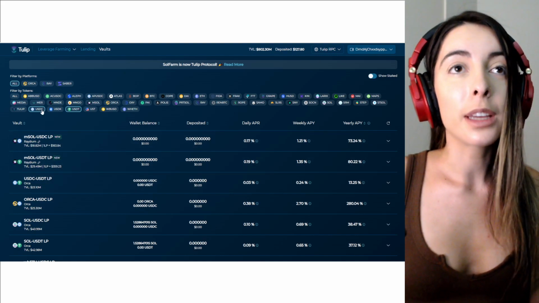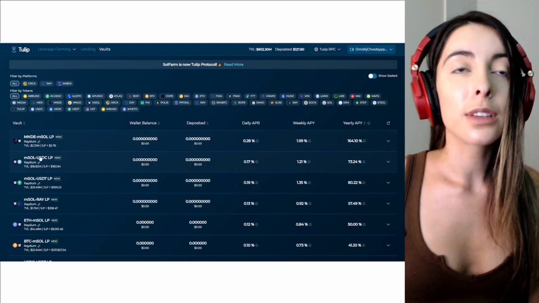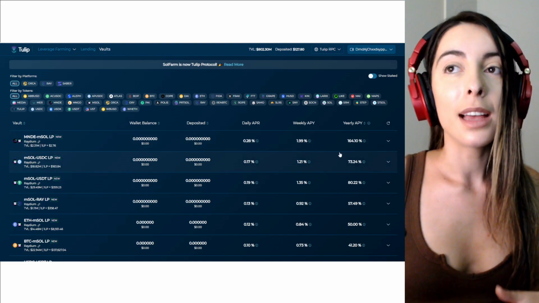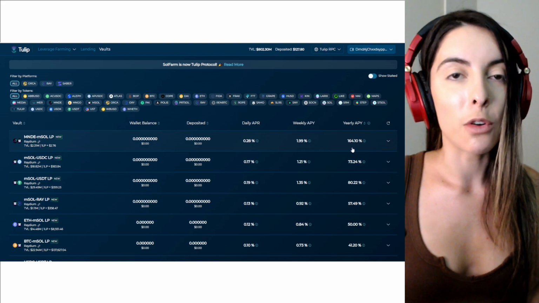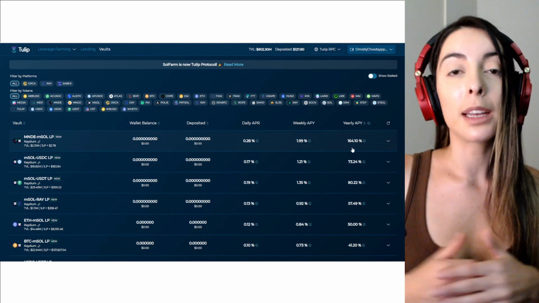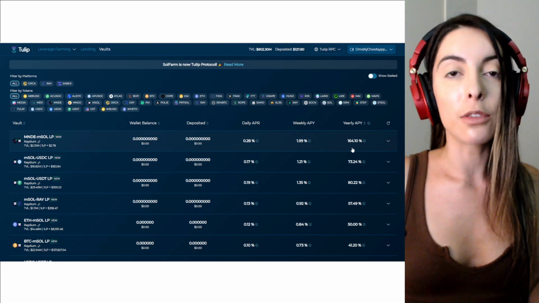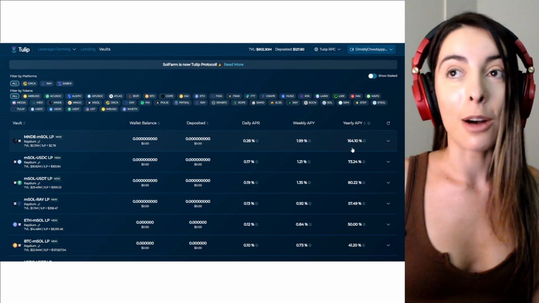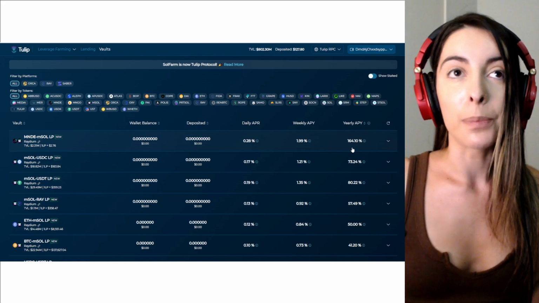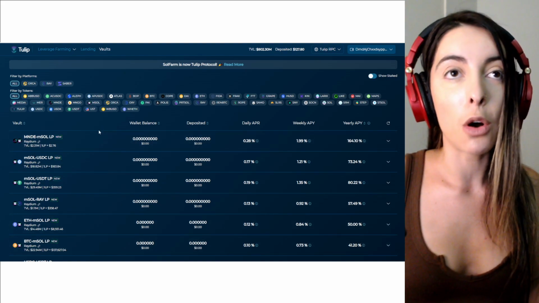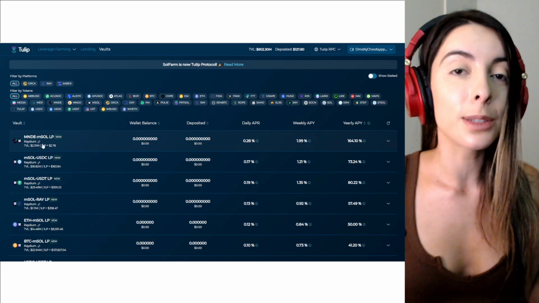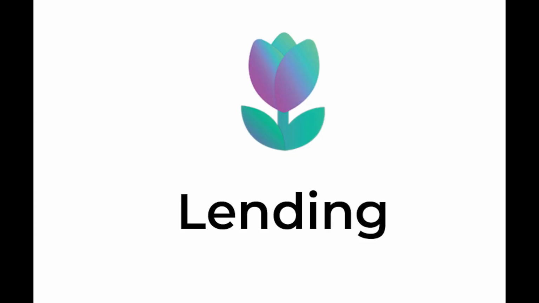But comparing that to, for example, supplying MNDE and MSOL, there's this crazy APY of 164%. That's because there's probably going to be a vast difference in price levels, and price fluctuations are really going to affect your outcome and how much money you actually make through supplying liquidity to this vault or supplying liquidity to this pair in general. So just, yeah, keep that in mind.